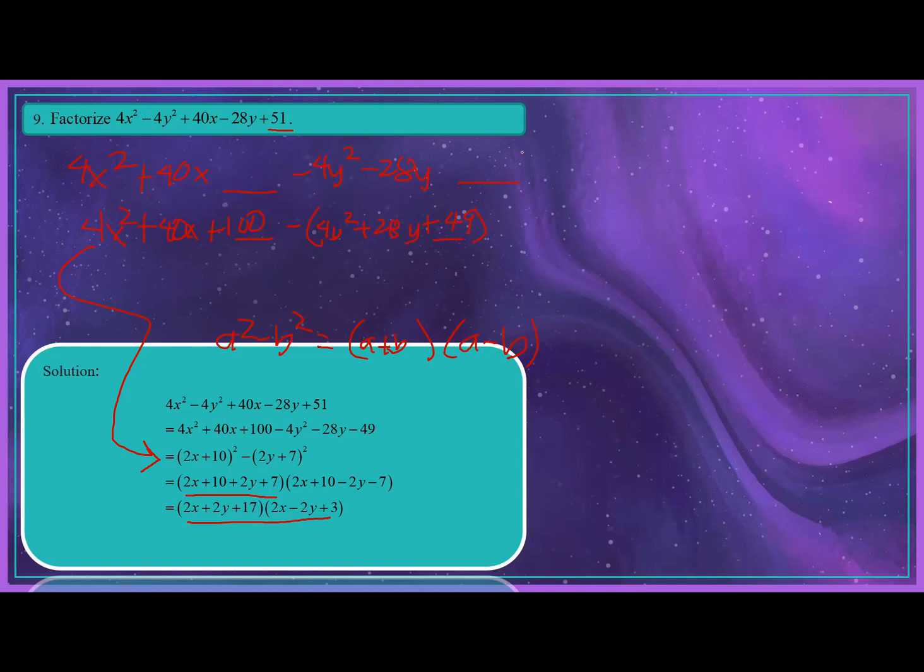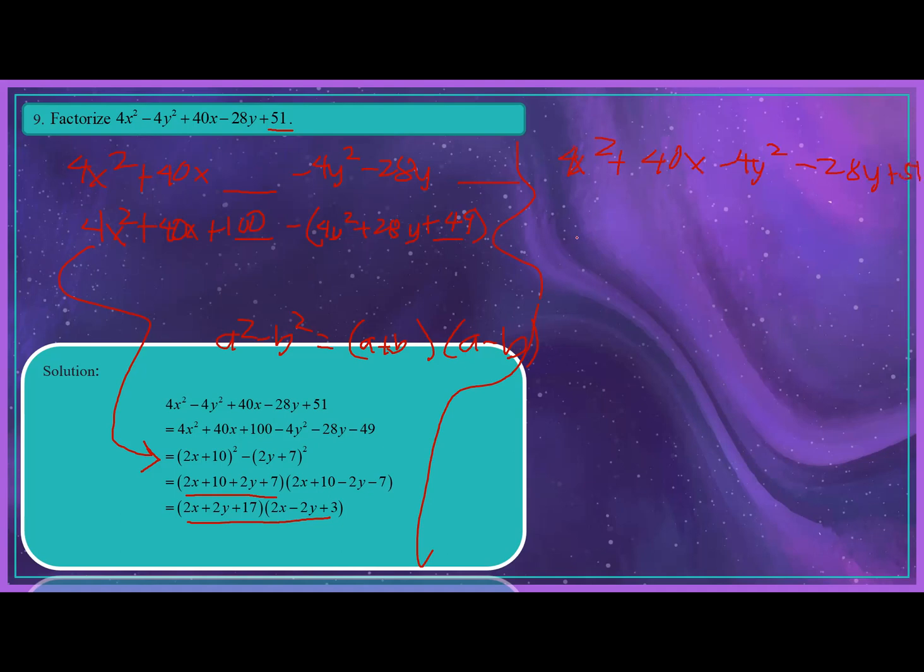For the second solution, use the quadratic formula. This is the harder part and takes a lot of time. You need to do this only if you really can't find a way to solve the problem. So 4x squared and 40x, and everything else would be your c: minus 4y squared minus 28y plus 51.